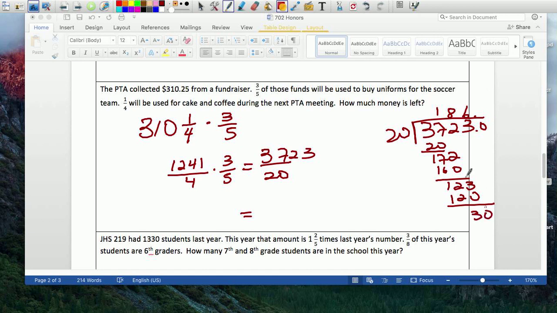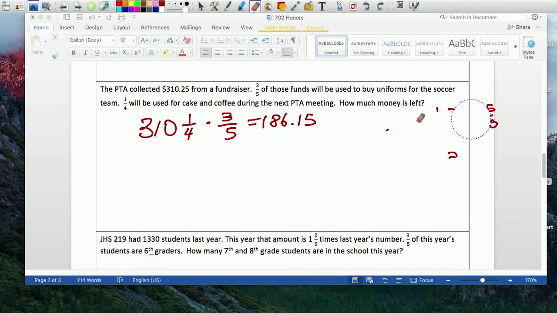Bring the 0 down. So 20 goes into 30 how many times? 1 time. 20. And that would be 5 times. Right, so not there. Bring another 0 down, and it'd be 5. So total 186.15. So this equals $186.15. That's 3/5 of it, a little bit more than half. That makes sense, right?